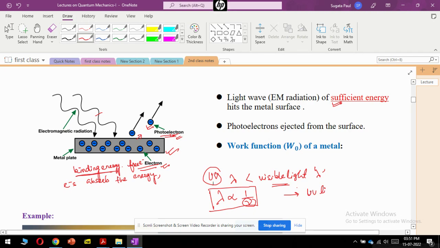to be on the safe side, so that it will be energetic enough to emit any photoelectron from the surface. Okay, so that energy part is important, and as I said, what energy will be sufficient for a particular metallic surface will depend on the characteristics of the metal only. Now, there is another important aspect here, that is called the work function W naught of a metal. Now, this is also a characteristic property of the metal.